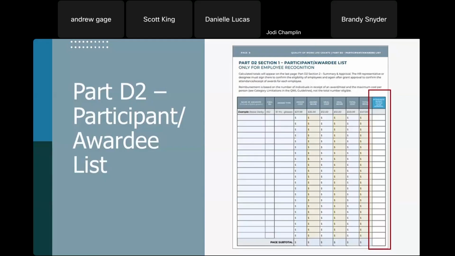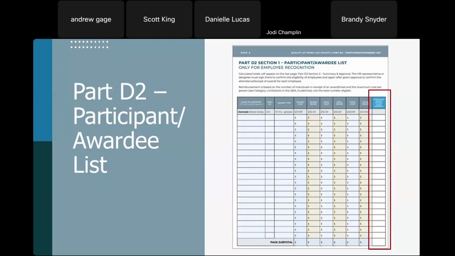This is only required for employee recognition grants, and this will be replacing Part D1. You'll need to include the name of each awardee, their CSEA bargaining unit, the award or meal type and cost, as well as the total cost. There's also a box at the bottom left of Part D2 section, summary and approval, that needs to be filled out and signed by an HR representative.